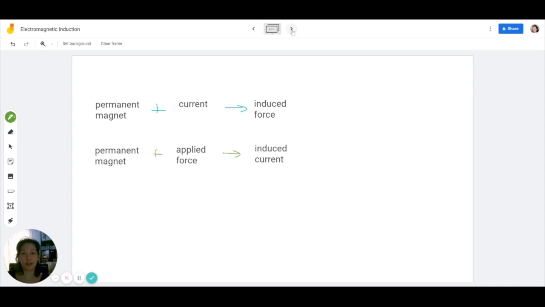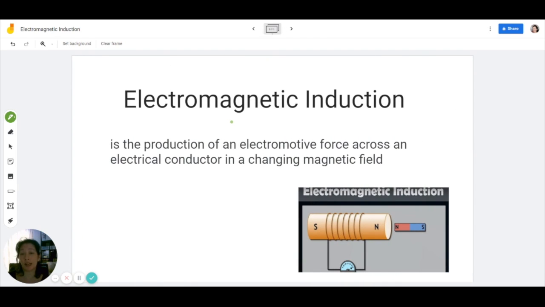If we look at the definition of electromagnetic induction, it is the production of an electromotive force across an electrical conductor in a changing magnetic field. Ooh, so long. What does this mean? If you recall, electromotive force is actually the total voltage of a power supply. So in this case, if you're wondering where's the power supply, well, we are now going to make the power supply. That means the process of what we're learning of electromagnetic induction, whatever happens here, we're inducing a voltage.